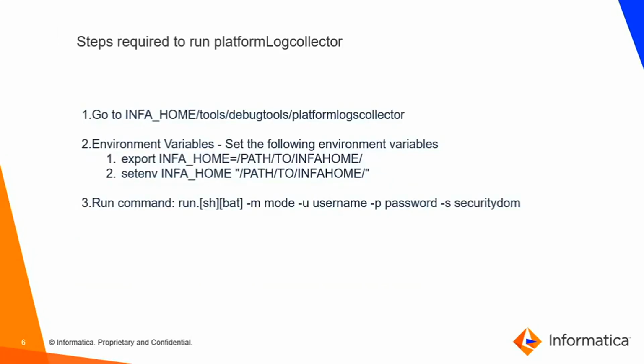So these are the steps that are required for you to run a platform log collector. The very first step is we will navigate to the folder where the platform log collector is available. It's under tools, debug tools, platform log collector. Once we navigate there, we will verify if our infa home variable is set. Once it is set, then we need to run the command to start the platform log collector. It is run.sh if it is Linux and .bat for Windows, and the mode, where we can set light or full or comprehensive mode, the username, password and the security domain.